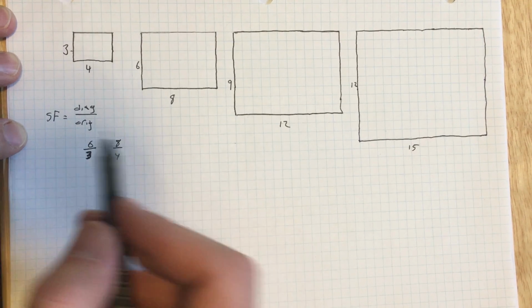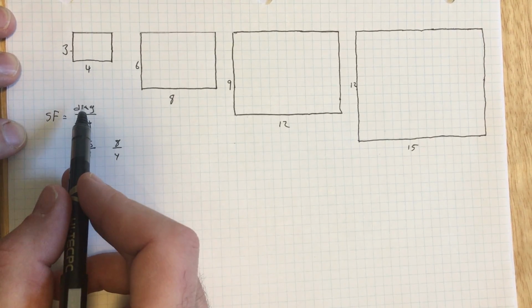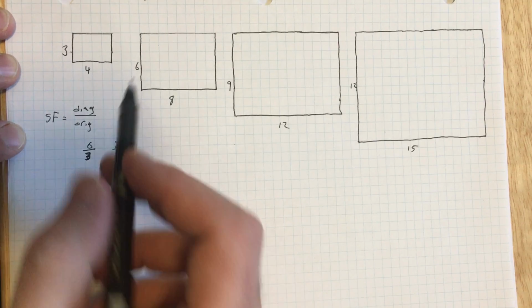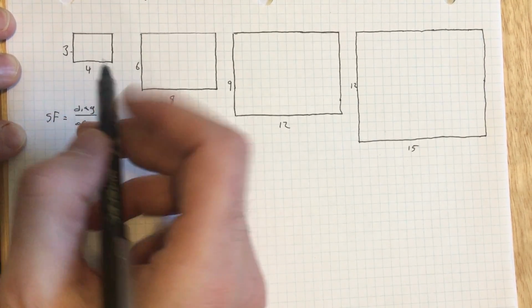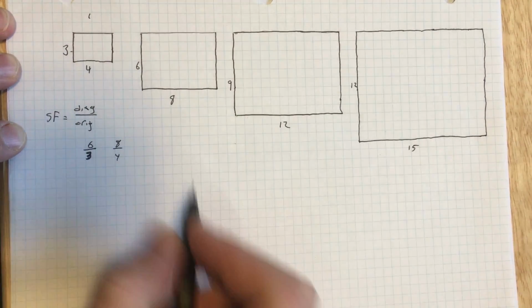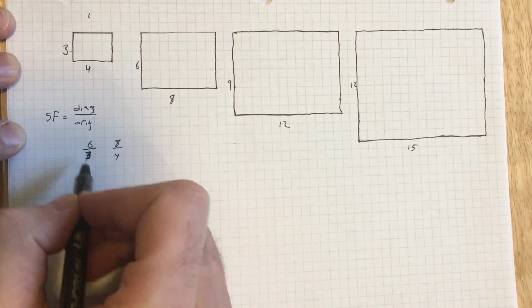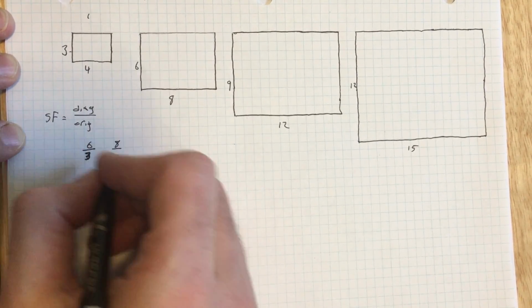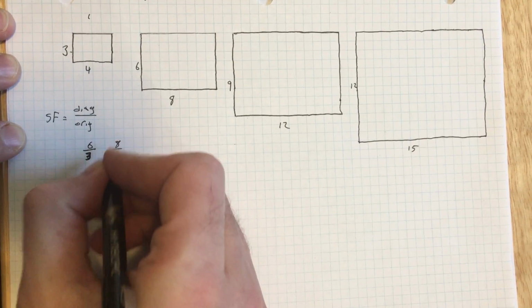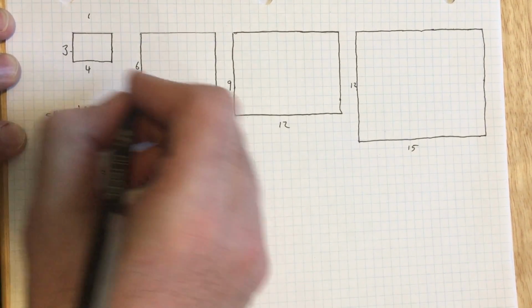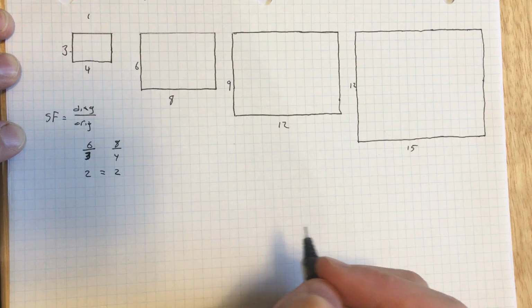To figure this out, we can use scale factor, which is diagram over the original. So if I take this one as the original, I can take 6 over 3 and 8 over 4 and see if they're equal. 6 over 3 is 2, 8 over 4 is 2. So these are equal, so that means these two rectangles are going to be similar.